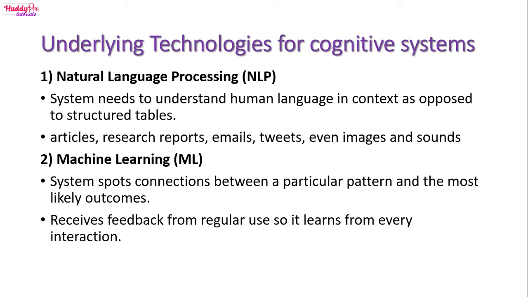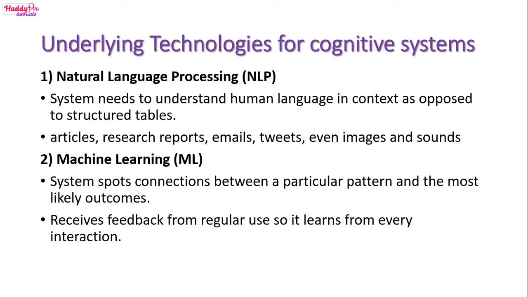Now, natural language processing starts with understanding. The system needs to understand human language in context as opposed to structured tables. This natural language processing pulls information from articles, research reports, emails, from tweets, even from images and sounds, and it will use all this data to identify the significant grammar, context, and vocabulary that carry more meaning.